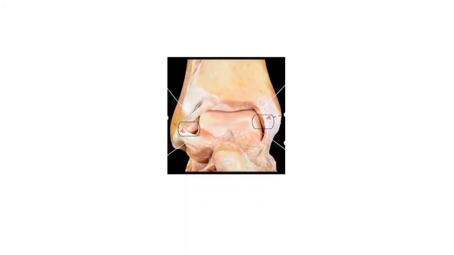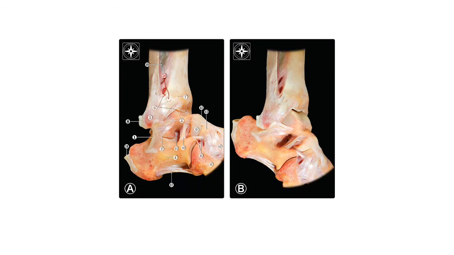This is a cadaver dissection to show the exact anatomy of the ankle joint, which is the medial ligament, the lateral ligament, the tibiofibular ligament. This is the anterior talofibular ligament. From the lateral side, you can see the calcaneofibular, the anterior talofibular ligament, and this is the anterior inferior tibiofibular ligament.